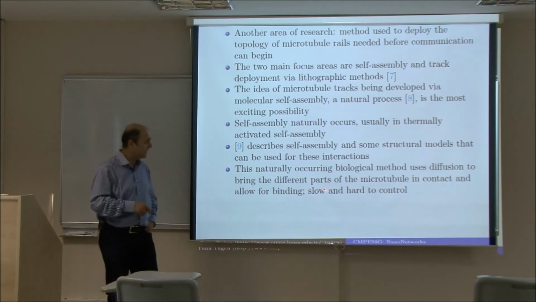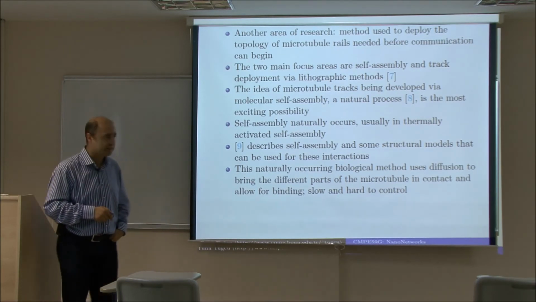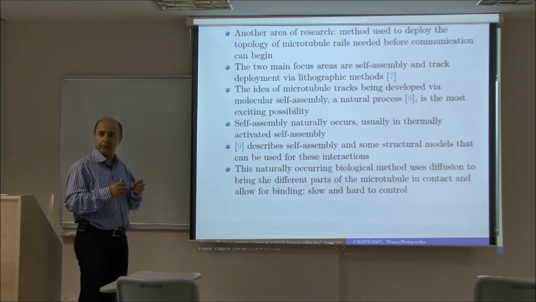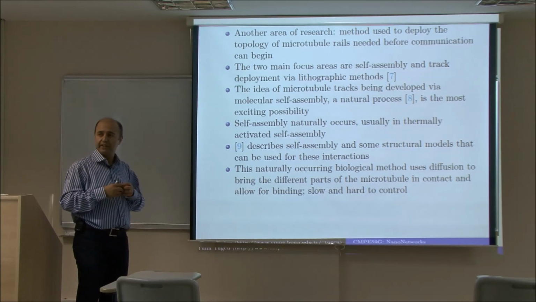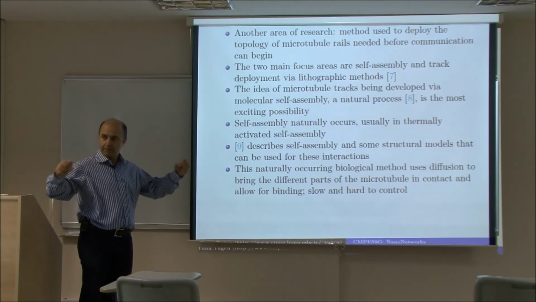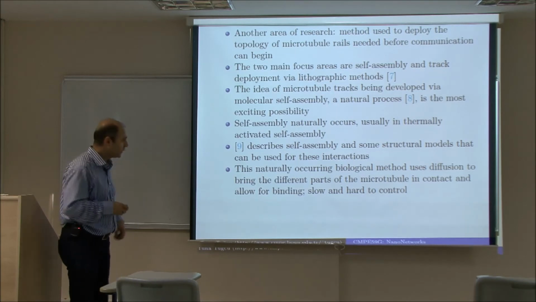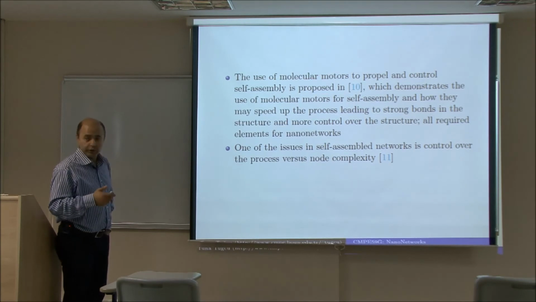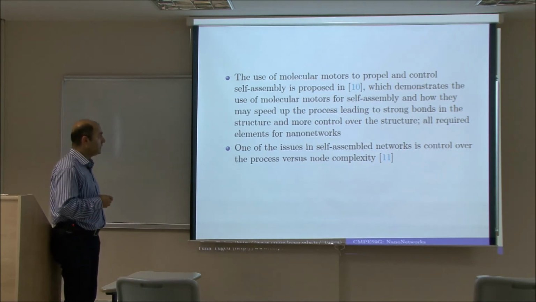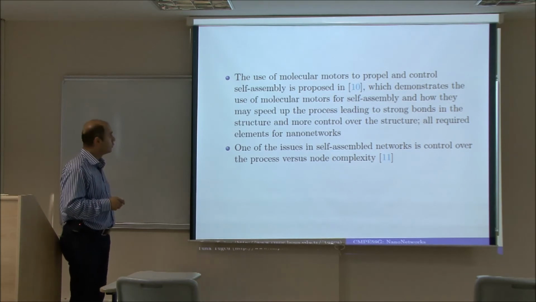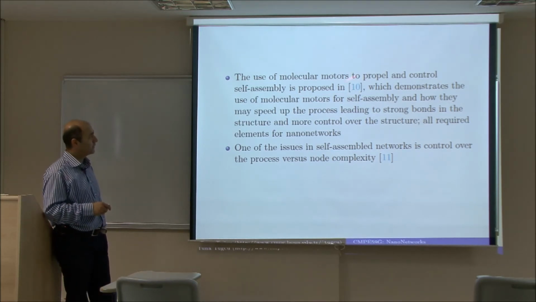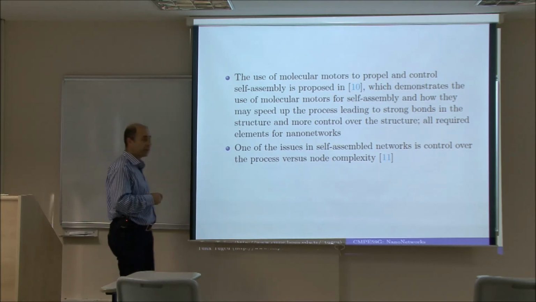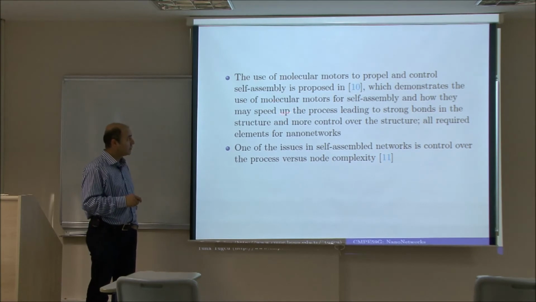But this is a slow process, and it's really hard to control because these building blocks, like the alpha beta tubulins, will just be floating in the cytoplasm. How do you bring them back to the correct place and then merge them together? This is pretty hard to control. But somehow it's occurring in nature. The use of molecular motors to propel and control self-assembly is proposed in yet another reference. This demonstrates the use of the molecular motors for self-assembly and how it may be sped up.